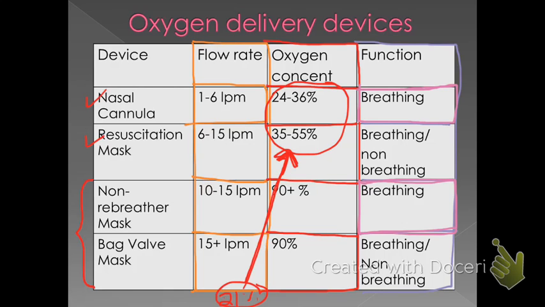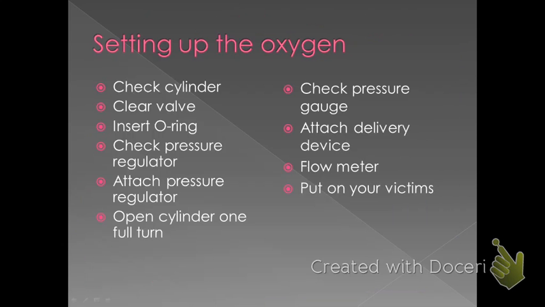So these are all of the oxygen delivery devices that you might encounter in the field, and these are the delivery devices that you will be certified to utilize if you are using supplemental oxygen. So how do we set up the oxygen cylinder, and how do we deliver oxygen to our patients? This is a checklist of things that we need to do prior to putting supplemental oxygen onto our patient. We're going to use pictures to help guide us through these steps, because I'm a visual learner by nature. But the list is here for you to utilize.